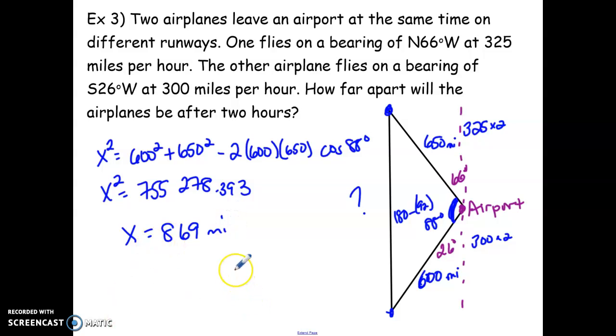You do need to know law of sines. Remember, the only case where we really need to pay attention to is if you have a side-side-angle situation where you have to check to see if you have a triangle that exists.